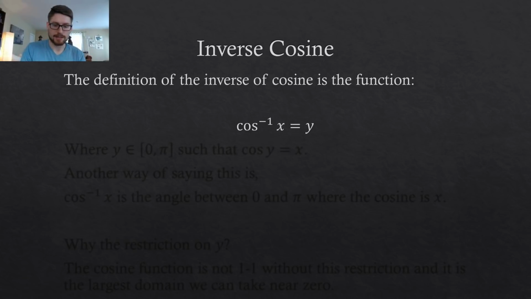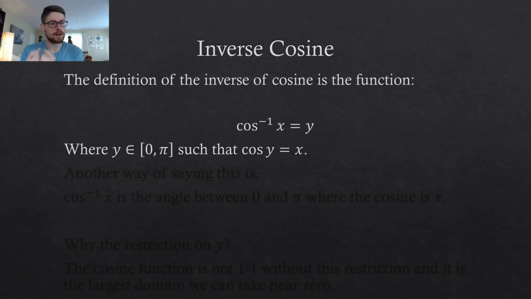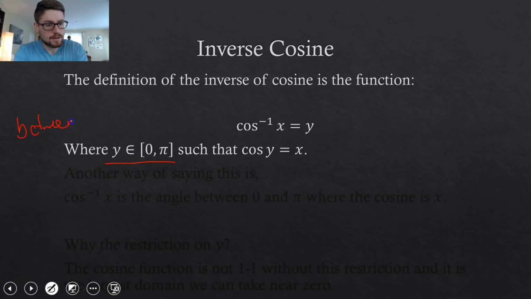Well, what is y, you ask? y is the number between 0 and pi, inclusive, so it could be 0 and it could be pi, where the cosine of that number equals x. Okay, so it's defined in terms of cosine. We really have to understand cosine to understand the inverse of cosine, just like you need to know x squared to understand the square root of x.